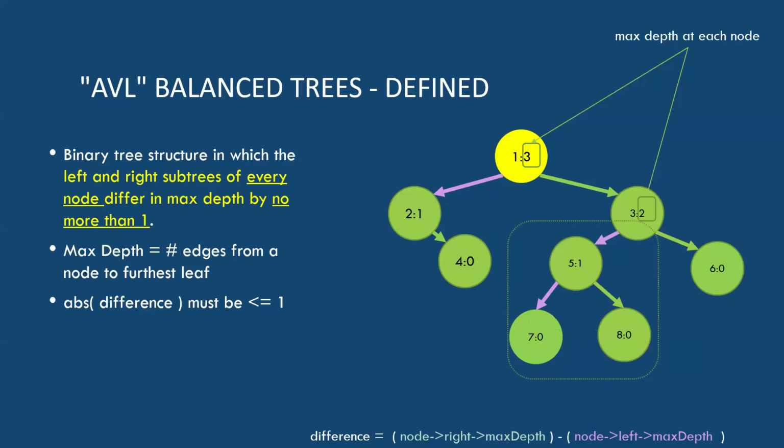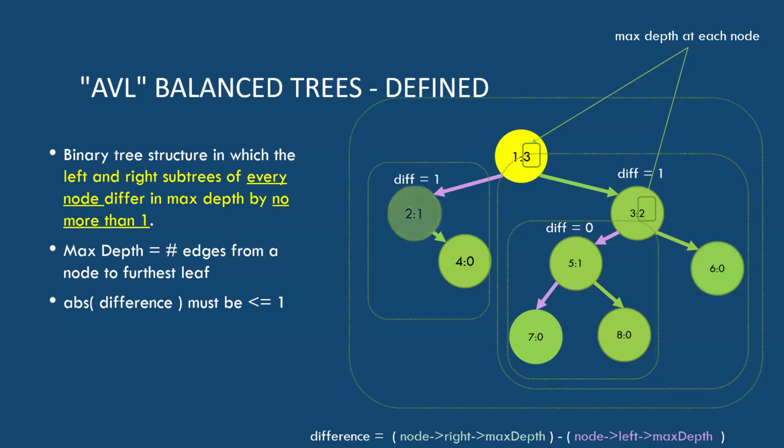Okay, so in that case, we're in balance, right? Those are 0, those are within tolerance. Okay, these two are within 1, these are within 1, and that's within 1. So we would say that that particular binary tree is balanced. Okay. So that's our balanced tree.